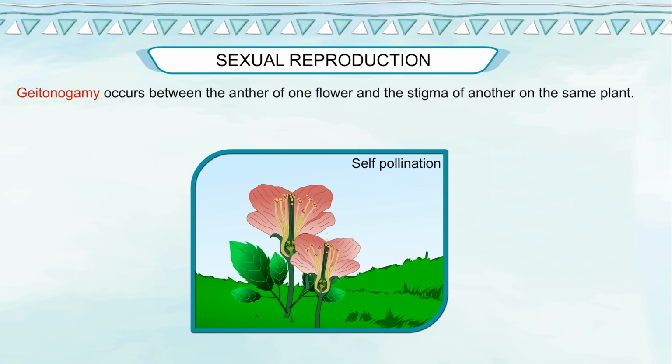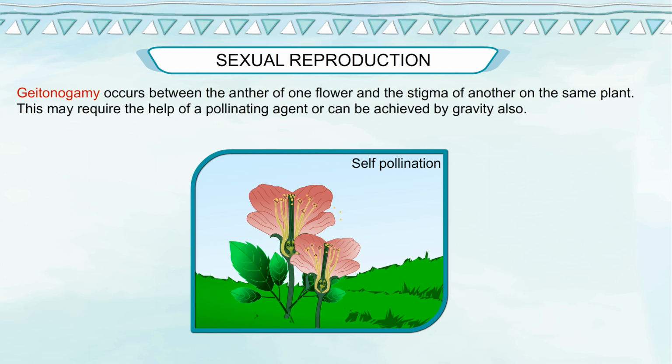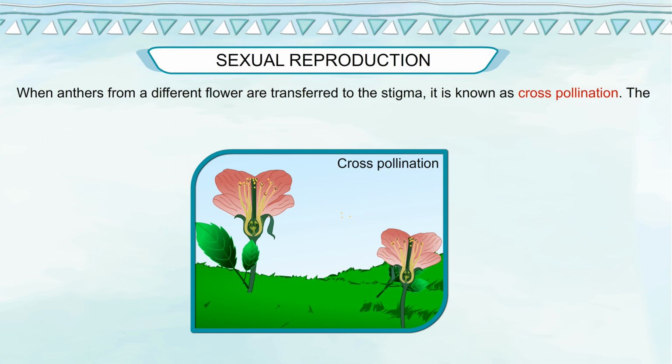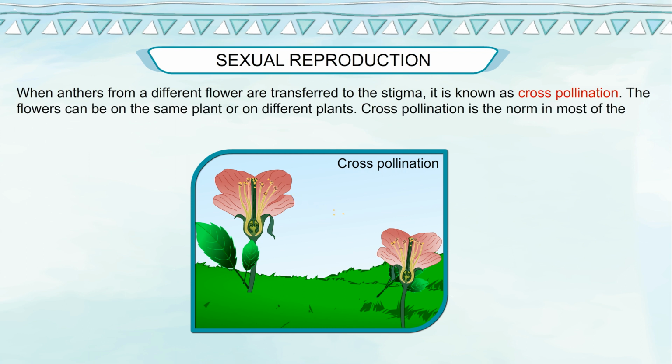Geitonogamy occurs between the anther of one flower and the stigma of another on the same plant. This may require the help of a pollinating agent or can be achieved by gravity also. When anthers from a different flower are transferred to the stigma, it is known as cross-pollination. The flowers can be on the same plant or on different plants.